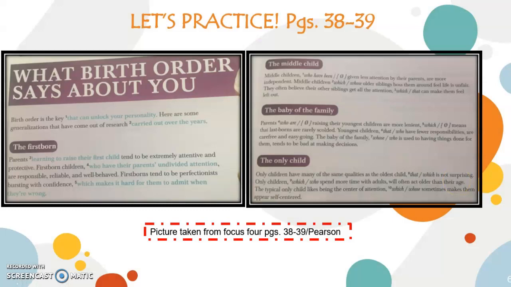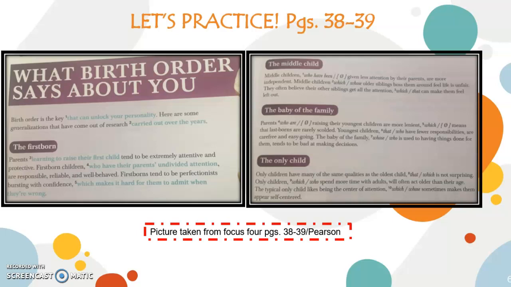You are going to find this exercise in the first part of page 38 and in the first part of page 39. It's about the position you got in your family. What does birth order say about you? If you are the first kid, or if you are in the middle, or if you were born the last, etc., etc. So we are going to read in a very quick way.